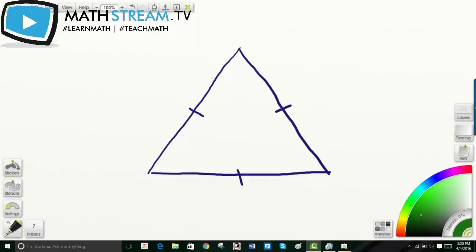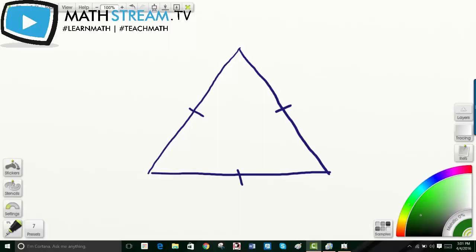All right, so on the screen in front of you, I have a triangle that is special in a certain way, although it's not one of the two special triangles that we talked about at the beginning of this lesson. In fact, this is something that we call an equilateral triangle. We call it equilateral because it has all equal sides.